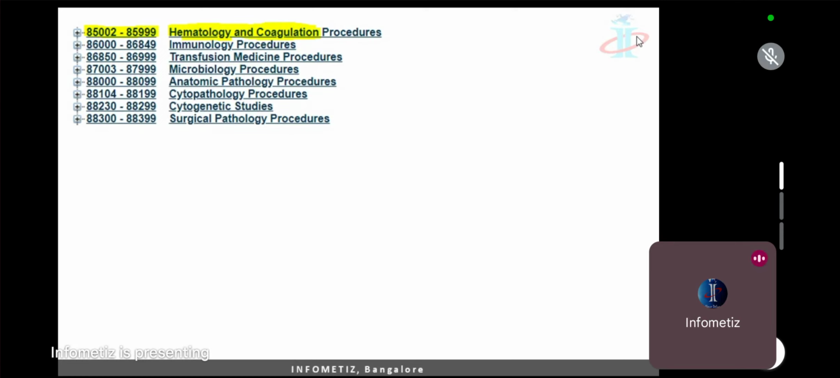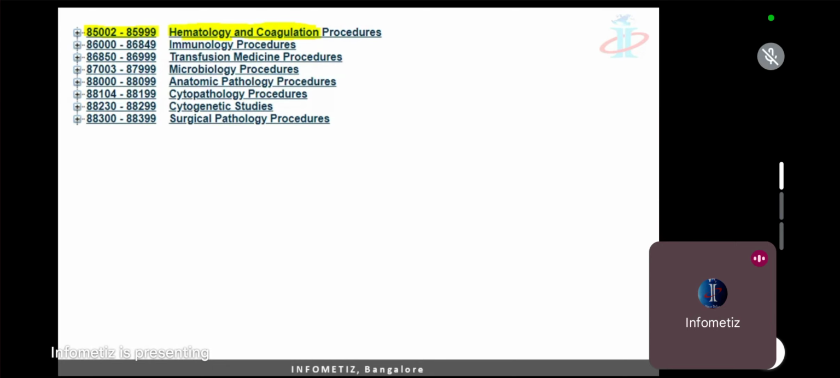85025 is a combination of 85027 and 85004. Check: 85027 is only CBC, not including automated differential WBC. 85004 is only automated differential WBC, and 85025 is a CBC plus automated differential WBC. Yes?